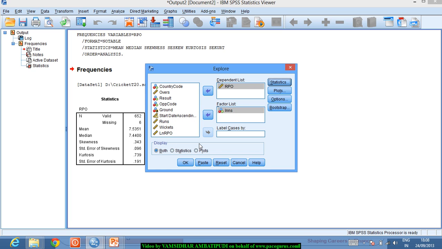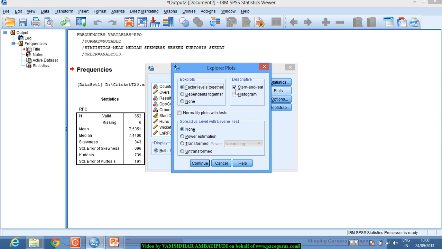All right. Then I would also look at the plots, because we want both the statistics as well as plots to be displayed. As part of plots, there is by default a stem and leaf plot that is selected. I could even go for a histogram because anyhow I'm looking at the normality. So I'll go for a histogram. I'll go for box plots, the box plot where the factor levels are together.